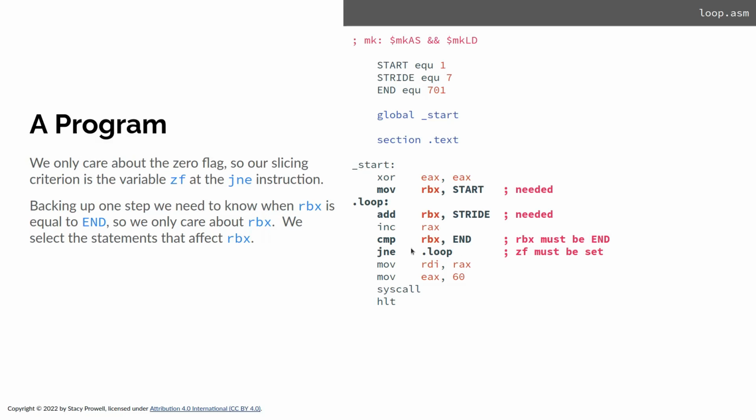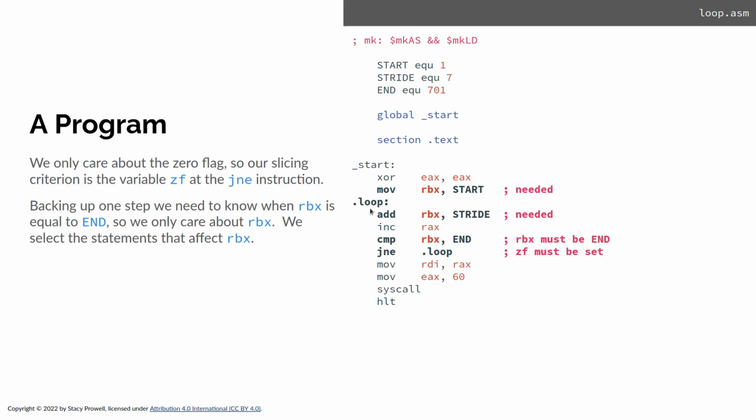How does the 0 flag get set? It gets set when RBX and end are the same value. So we can slice backwards. This depends on the 0 flag. The 0 flag is set here. It's an L value here. So I need RBX, which is an R value here, and end. And so RBX goes into my set of things I care about. Here I'm incrementing RAX. That's not RBX, so I don't care about it, and I can ignore it in my slice. Up here, RBX is being set. It's an L value. It's one of the ones I need. So sure enough, I need this line too.